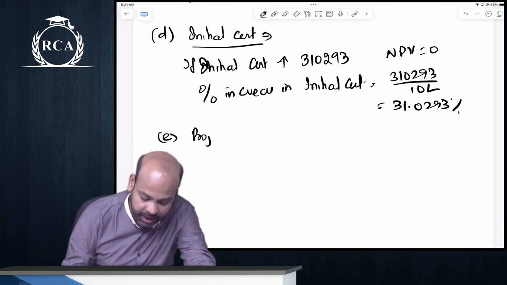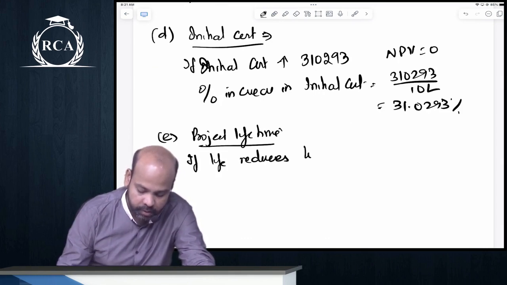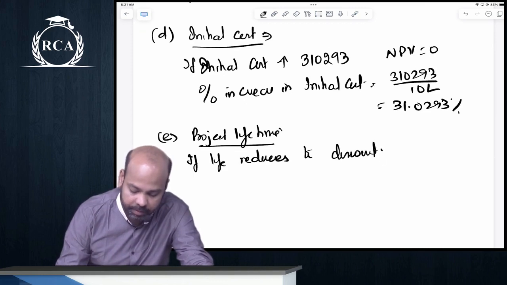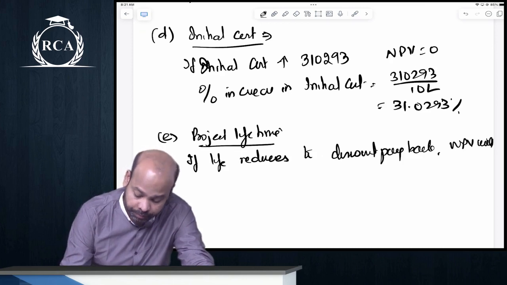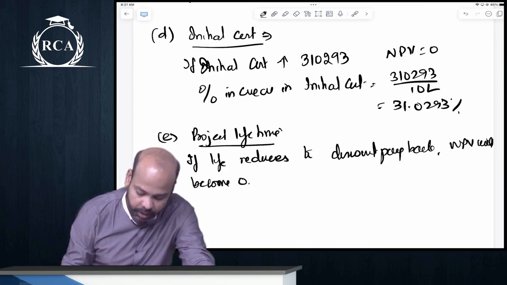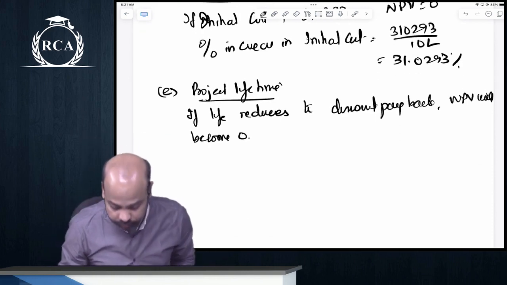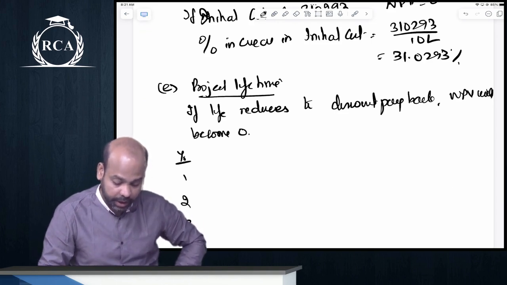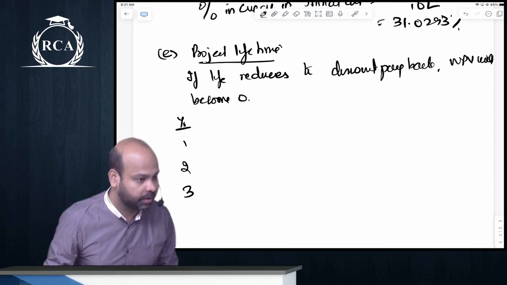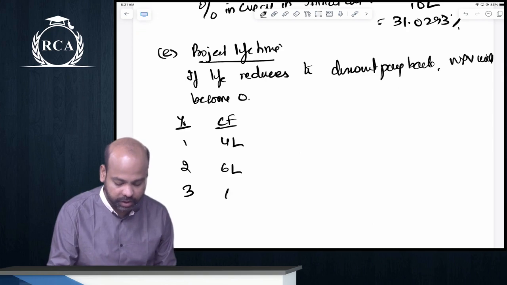Next comes project life, beta. You will have to compute the discounted payback period. If life reduces to the discounted payback, beta, NPV will become 0. So what will it become? You will have to compute year 1, 2, 3 cash flows. Everyone is done with initial cost, right guys? In cash flow, beta, year 1 cash flow was 4 lakhs, year 2 6 lakhs, year 3 6 lakhs.